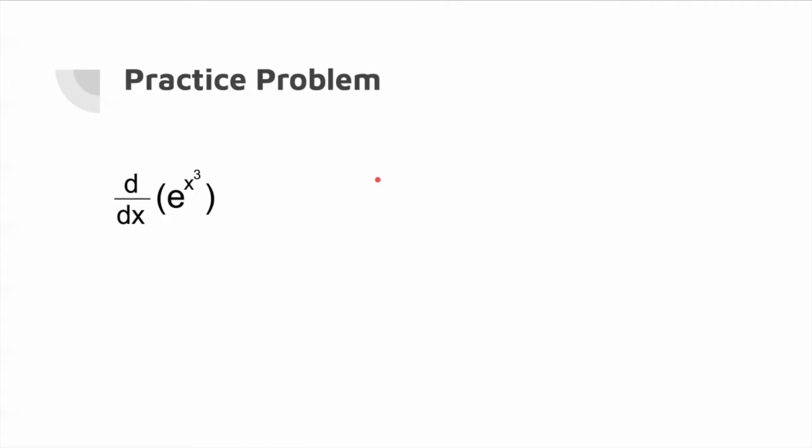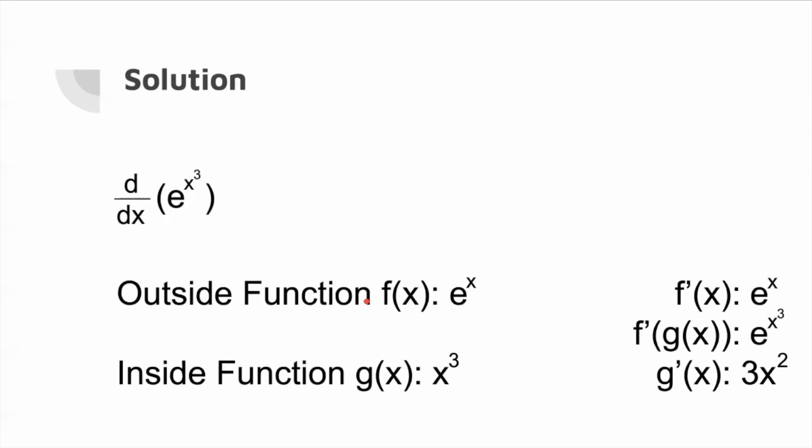All right, this is the 4th practice problem. To solve this, the inside function is x cubed and the outside function is e to the power of x. All right, so first you do the derivative of the outside function, which is e to the power of x, and you replace the x with x cubed. Multiply the whole thing by the derivative of x cubed, which is 3x squared.